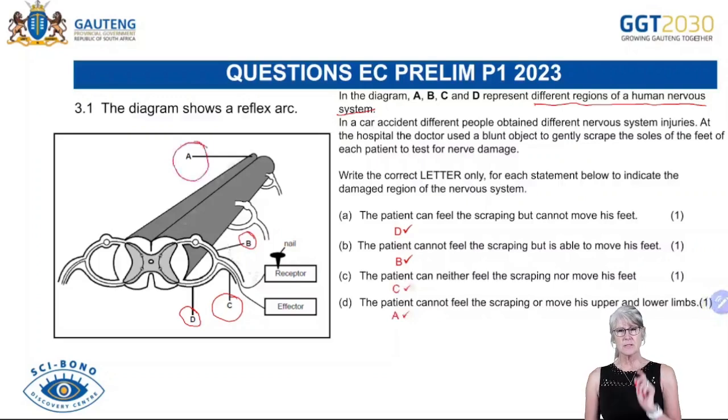Okay, so you just got to have a look at what the scenario is, what the person can do, what he can't do. If it's something to do with sensing the pain or sensing something, like this is just a bit of scraping on the bottom of the sole, then it's the sensory part of the nervous system that is damaged. If the person can feel but they can't react, then that means the motor part of the nervous system is damaged. And if it's a more general, a far greater loss of movement and feeling, then it would be the central nervous system.